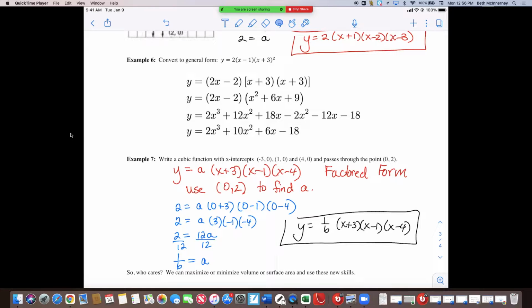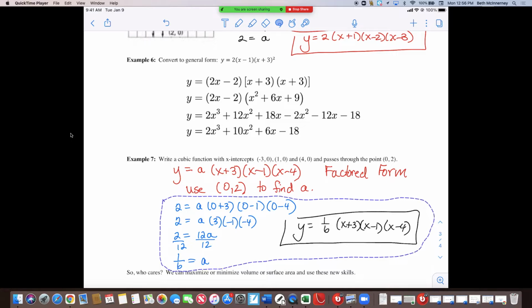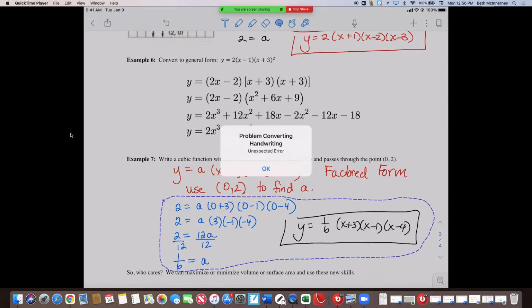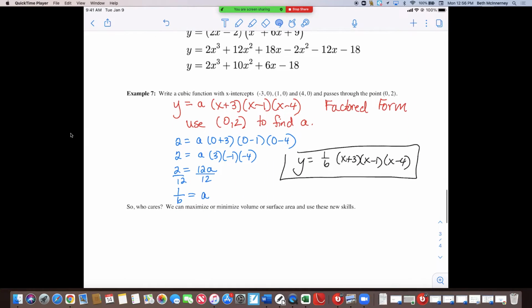All right, let's write down here. I don't know if it knows what to do with the box, but we'll try it. Well, yeah, I don't think it likes mine. All right, doesn't work all the time, but that's really neat. Okay, all right, so who cares?